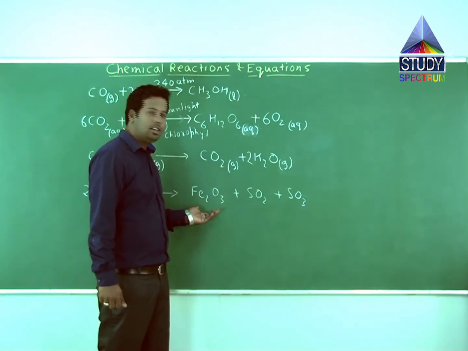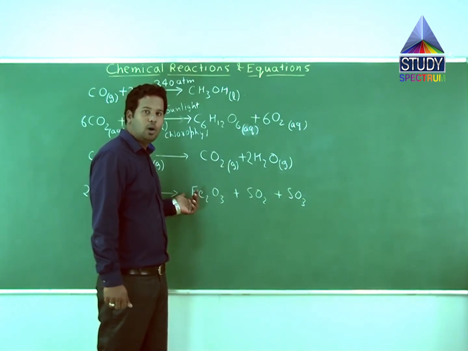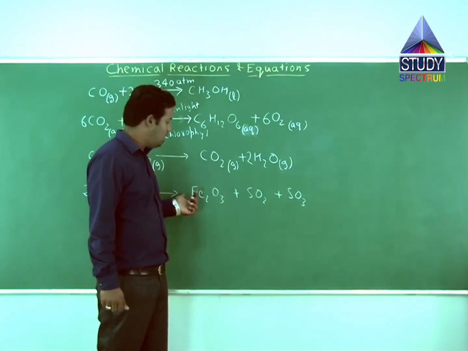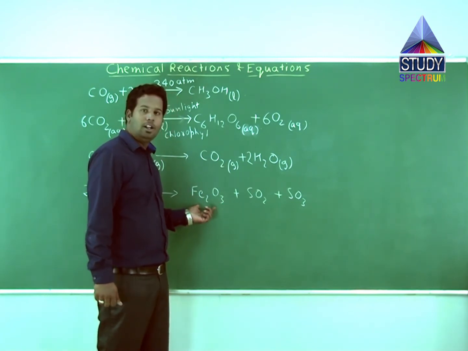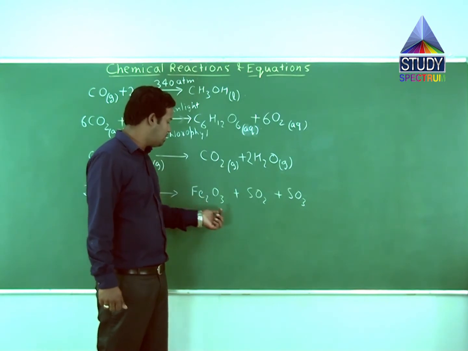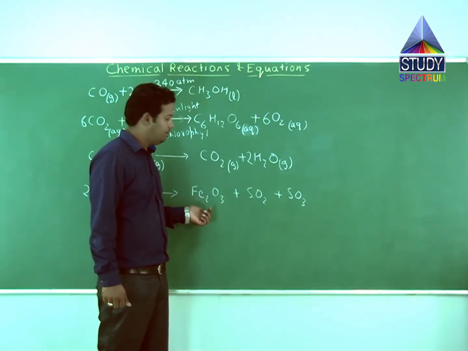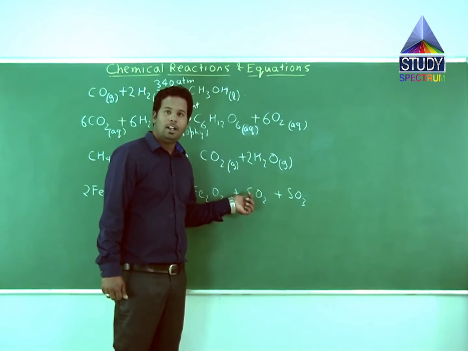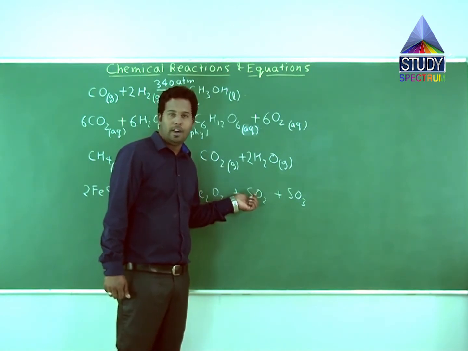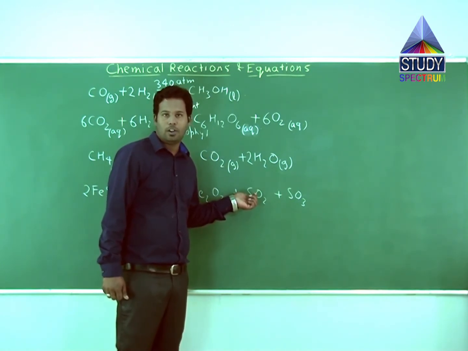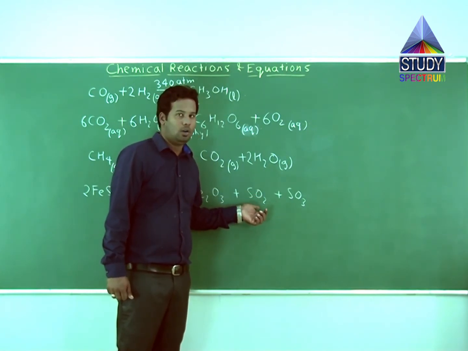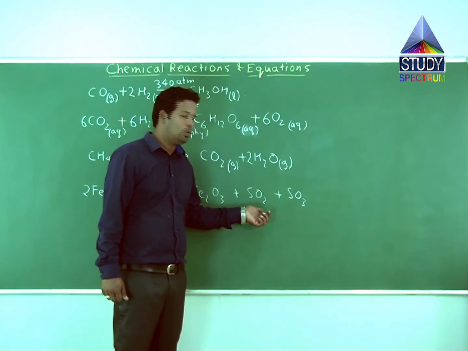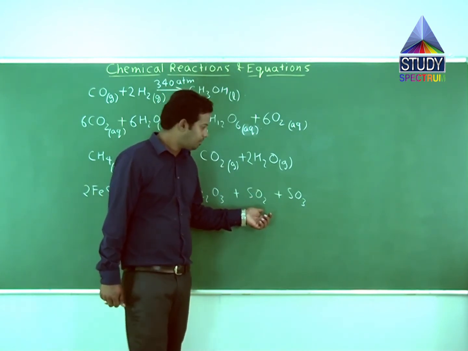If you see the first product, the stoichiometric coefficient of this product is 1, as nothing has been written there. The suffix of oxygen is 3 in this particular product. It means the number of oxygen atoms in the first product is 3. Since nothing is written as the stoichiometric coefficient of SO2, it means 1 is the stoichiometric coefficient of SO2. 2 is the suffix of oxygen in this molecule. It means it contains 1 into 2, that is 2 oxygen atoms.